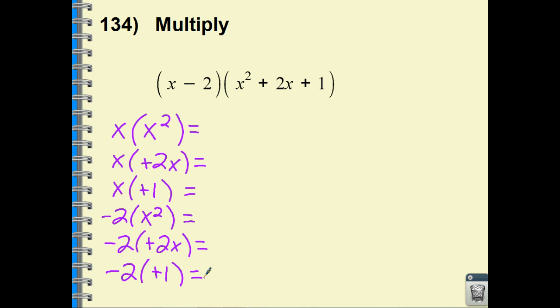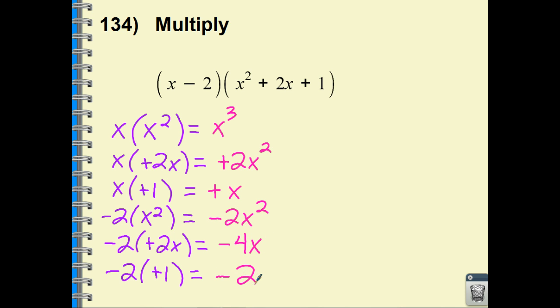And let's solve each one of those. So x times x squared is x to the third power. And then we have x times 2x, which is positive 2x squared. X times 1 is positive 1x. Then we have negative 2x squared, negative 4x, and negative 2.